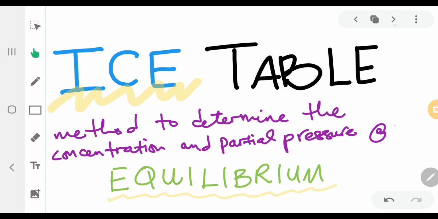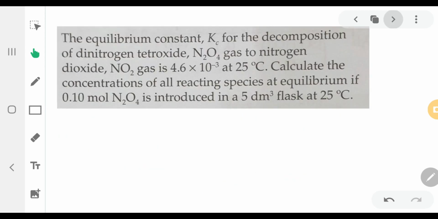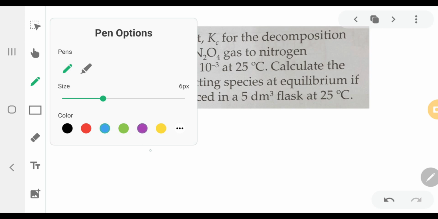To understand how we're going to use the ICE table in a problem, let's jump right into a question. What we need to do first is identify the information given by the question. When you read the question, the equilibrium constant is given, which is 4.6 times 10 to the negative 3. The reaction involves N2O4 gas that decomposes to make NO2 gas. So we're going to write that down first.